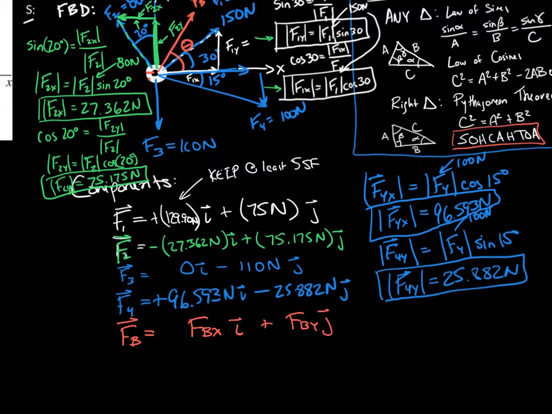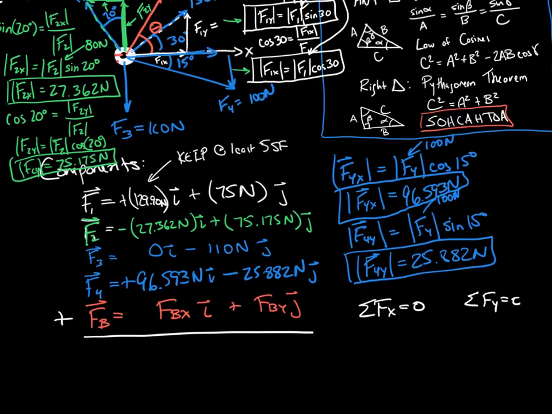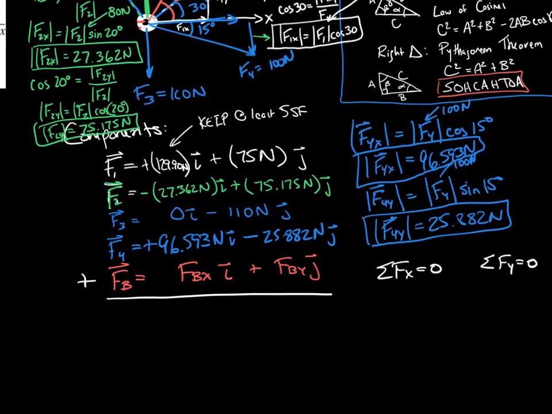Okay, and you're like, wait a second, but we don't know what any of those things are. We're right. But we know that this thing's not moving, right? So because it's not moving, I'm going to add up all these forces with the knowledge that this thing is at equilibrium. Sum of the forces in the x equals 0. Sum of the forces in the y equals 0. So if I add up all of these forces, they should add up to 0, right?